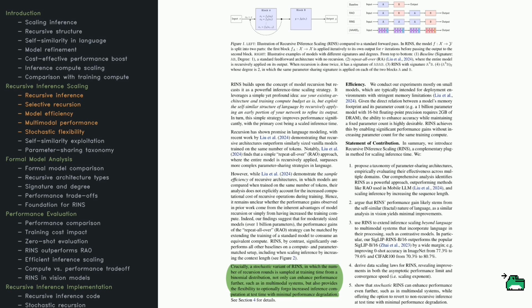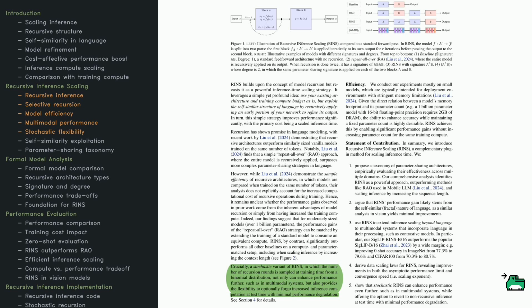The paper compares RINS with a method called repeat all over, or RAO, where the entire model is repeatedly applied. RAO can deliver good results, but it consumes a lot more compute. RINS focuses the extra computation where it's most beneficial.